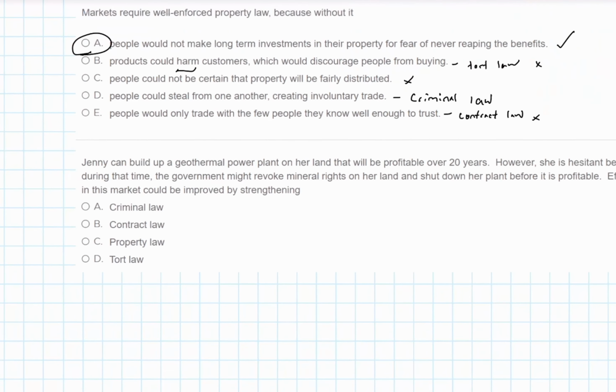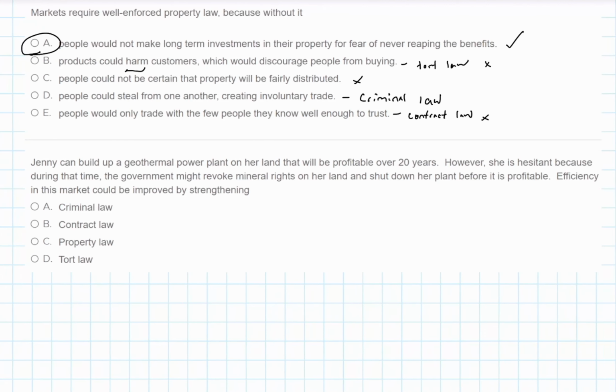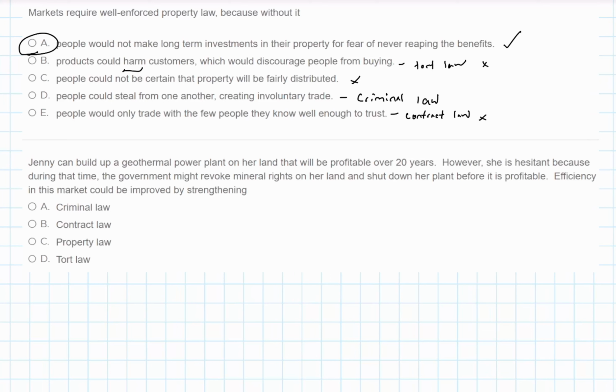Okay, now let's look at this next question about Jenny. Okay, Jenny can build up a geothermal power plant on her land that will be profitable over 20 years. However, she is hesitant because during that time the government might revoke mineral rights on her land and shut down her plant before it is profitable. Efficiency in this market can be improved by strengthening criminal law. Are they robbing her? I mean, you could make the argument, but I wouldn't say it's the best answer.